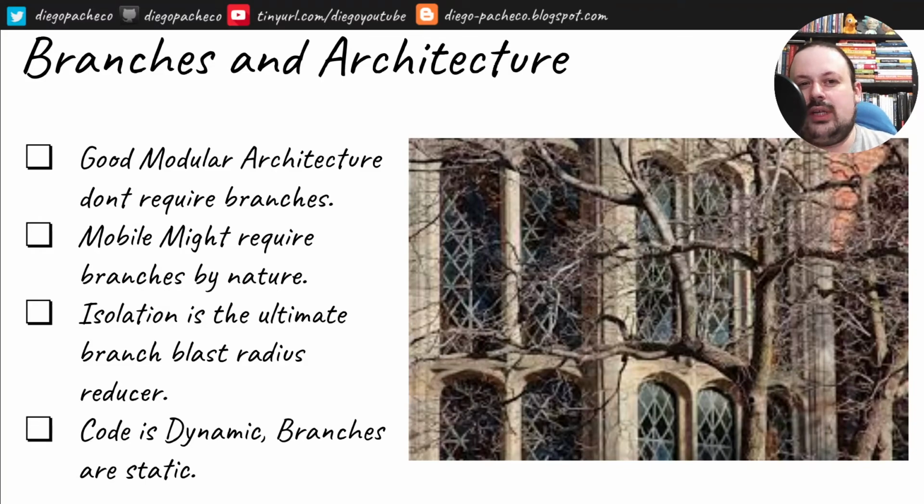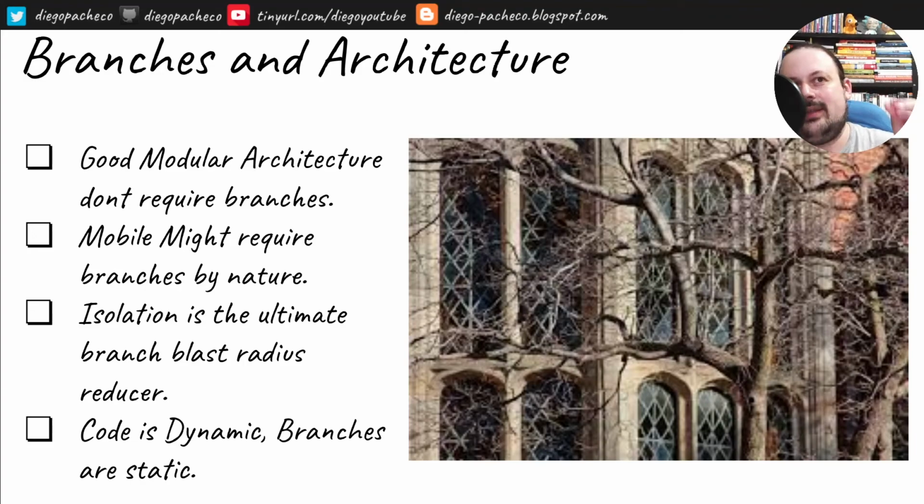A good modular architecture would require much less branching, or no branches at all. Right? Monoliths might require branches by nature, because in the end everything is running in the same place. Although we have a similar problem with front end, for instance, there are solutions that are trying to fix these problems, like micro front ends or module federation, right? So it's all about architecture. As you get a better architecture, you have less need to change the same spots, and then you have more isolation. So isolation is the ultimate branch blast radius reducer, right?